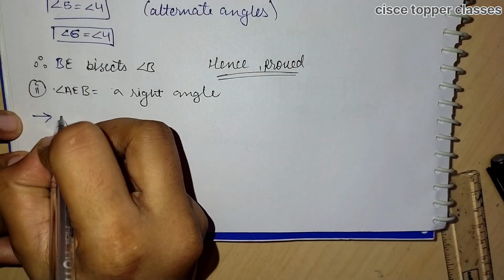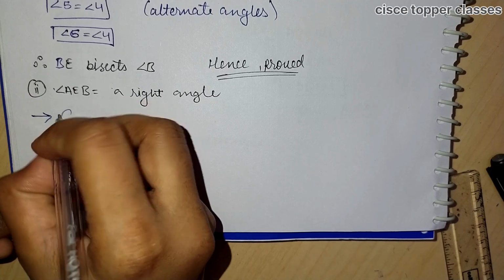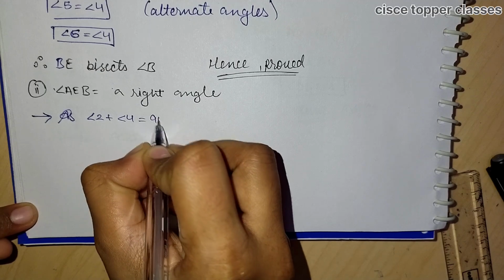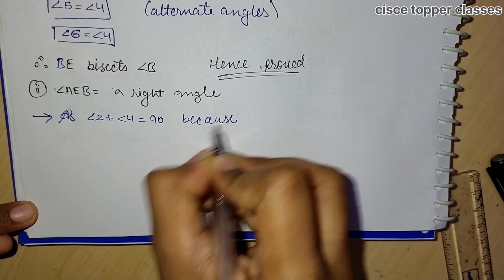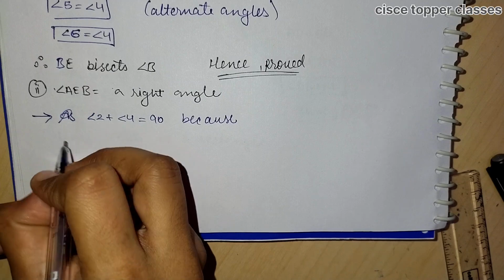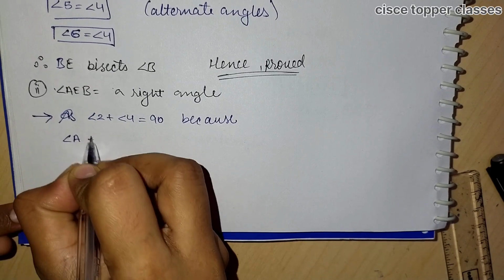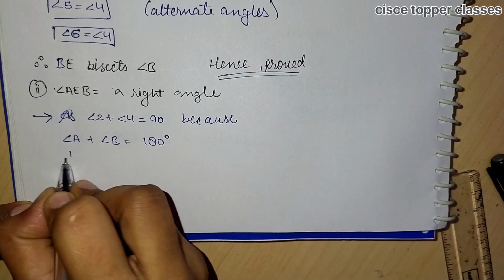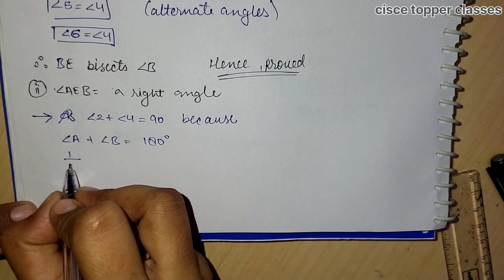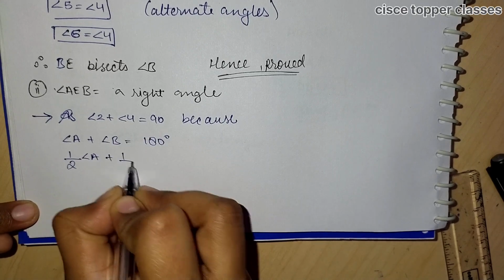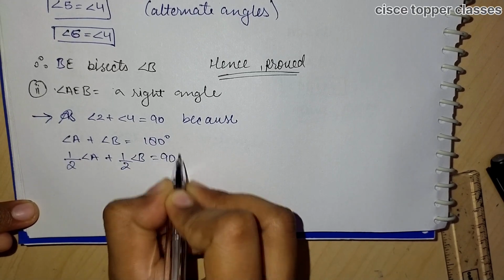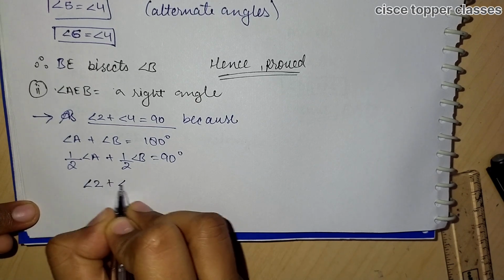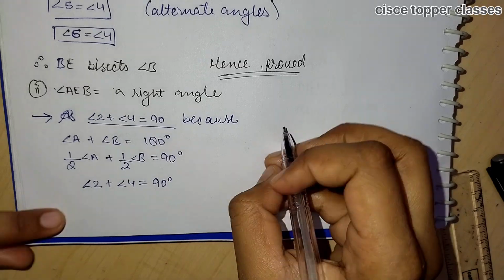So simply from here we can write angle 2 plus angle 4 is equal to 90 degrees, because angle A plus angle B are adjacent angles of a parallelogram, so their sum is 180 degrees. Again, because AE bisects angle A, half of angle A plus half of angle B is equal to 90 degrees, and here we can put angle 2 and angle 4 because half of angle A is angle 2 in this diagram. Angle 2 plus angle 4 is equal to 90 degrees.